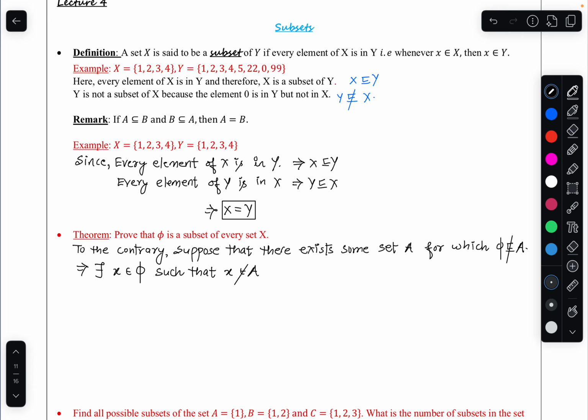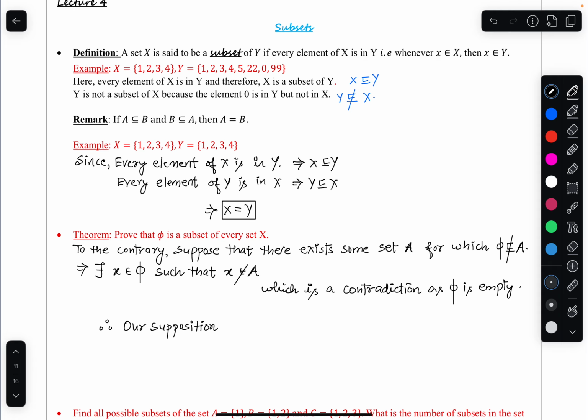But then this contradicts the very fact that phi has no element in it, which is a contradiction because phi is an empty set. Therefore, our assumption is wrong. And this tells us phi is going to be a subset of every set.